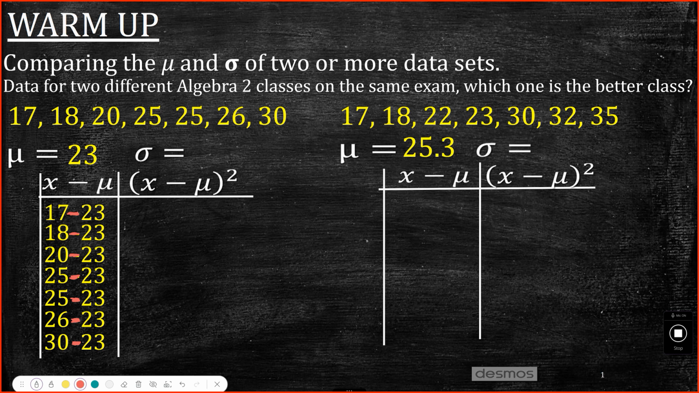17 take away 23. 17 minus 23, I think is negative 6. So I got negative 6, and that's what this is, x minus mu. That's gonna be 17 minus 23. And then I'm going to square it. So 17 minus 23 is negative 6. Negative 6 squared is what? 36. So I've modeled how to get this number over here. So it's actually, you're doing two things. You're subtracting, then squaring it.